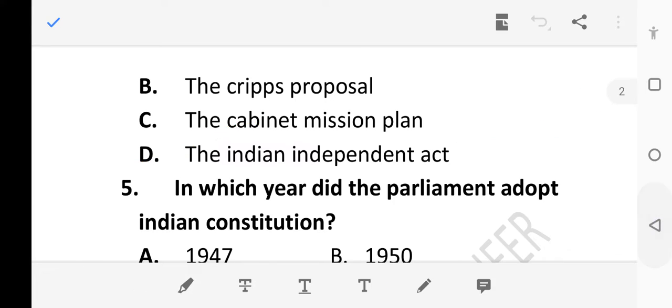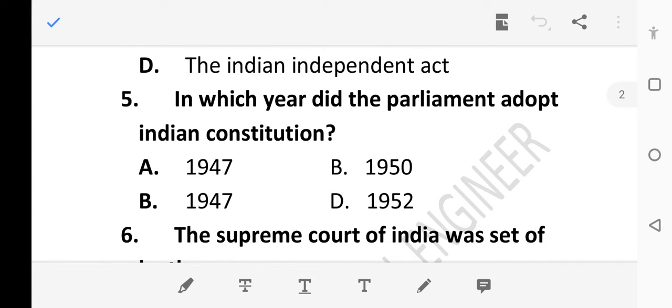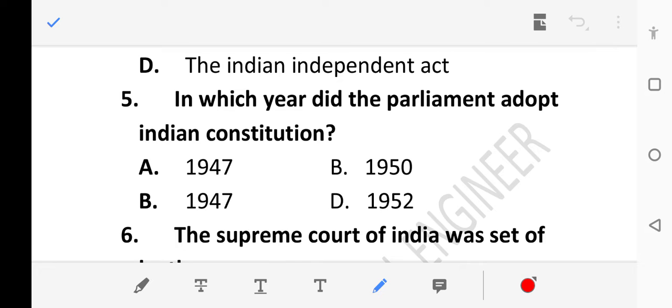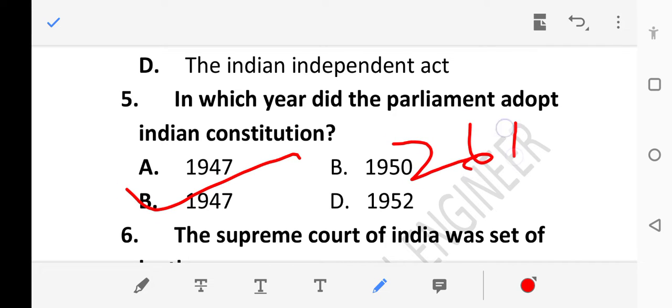So next question, question number 5. In which year did the Parliament adopt the Indian Constitution? That is adopted in 1950? In which year did the Parliament adopt and enact the Indian Constitution? That is on 26 November 1949. We celebrate 26 November as our Constitution Day, because on this day the Indian Constituent Assembly accepted, adopted and enacted this Indian Constitution. So we celebrate this as Constitution Day, and option B is the right answer.